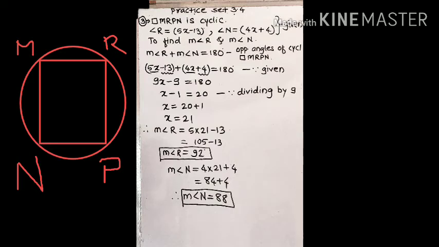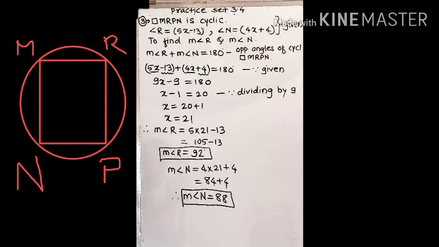Put the values of angle R and N. 5x minus 13 plus 4x plus 4 is equal to 180. After solving these x terms, 5x plus 4x, that is 9x, minus 13 plus 4, that becomes minus 9, equal to 180 as it is. Divide the equation by 9, we get x minus 1 is equal to 20. Therefore, x is equal to 20 plus 1, that is 21. The value of x is 21.